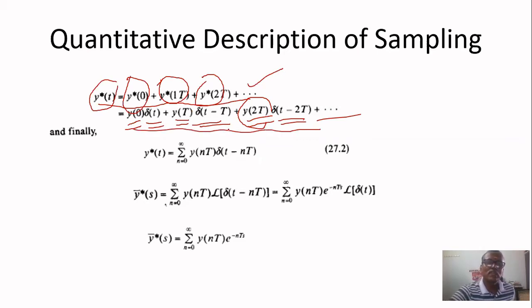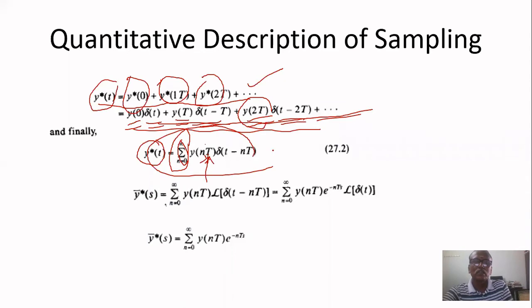So mathematically, the sampled signal can be written like this. If you put this in a sum of sequence, this is a series, so it can be put in a summation form. Y star of t can be written as y of nT, where T is the sampling period, as n is an integer varying from 0 to k, times del of t minus nT.